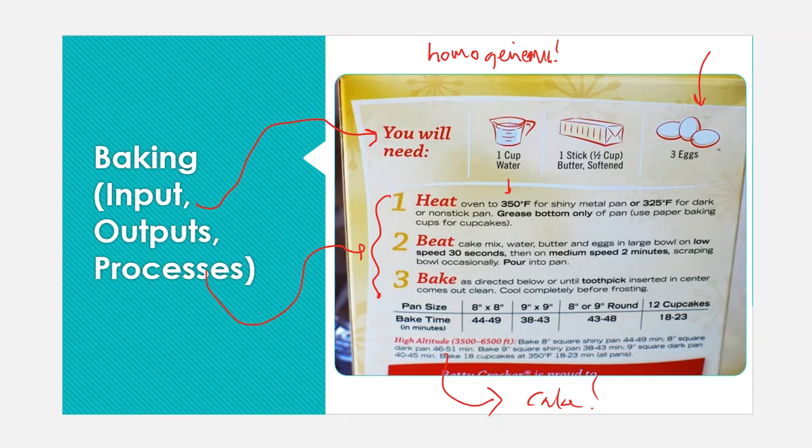If I wanted to do another batch, that's great, I can, but I'm going to go back and start off with a new cup of water, a new stick of butter, and 3 more eggs. And then I'm going to crack those. I'm going to mix all of those into a bowl. I'm going to pour that into a pan, and I'm going to bake that. And that will be my second round, and that is my second batch. That is what a batch process is all about.